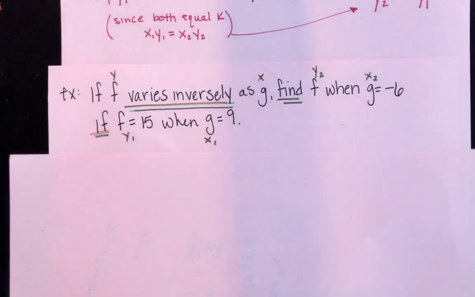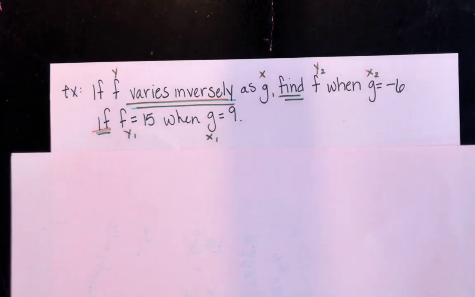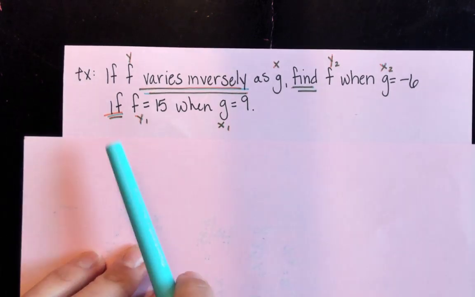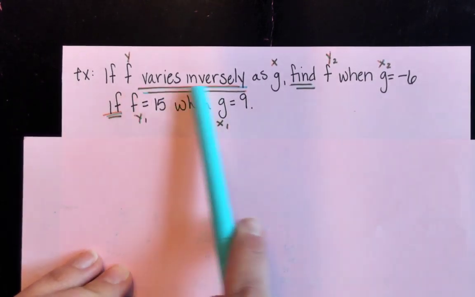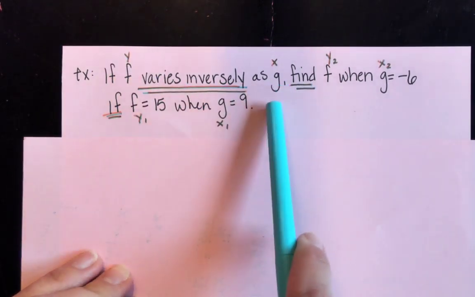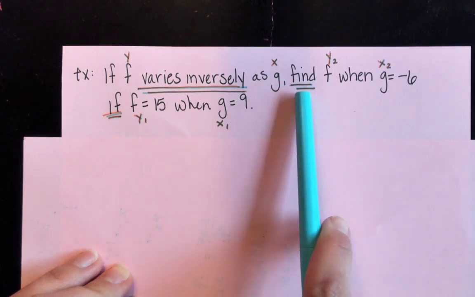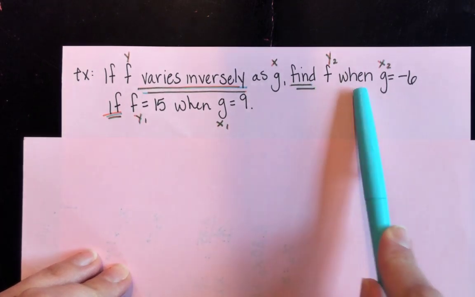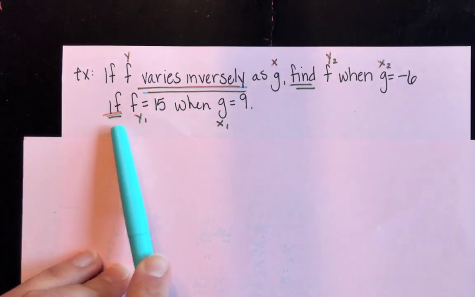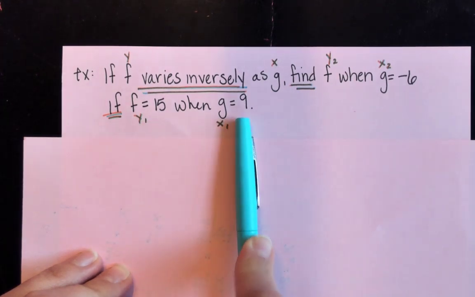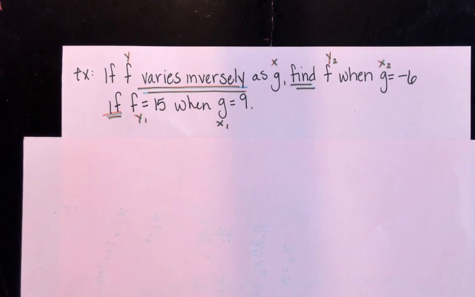All right, so let's walk away from these x's and y's, and let's look at this one. We're back to f's and g's. First step, we have if f varies inversely as g. So again, some phrase varies inversely as some phrase. Find, so we've changed some things. F when g is -6 if f is 15 and g is 9. So here we flip-flop some things, and I purposely put this in here to give you a different look.